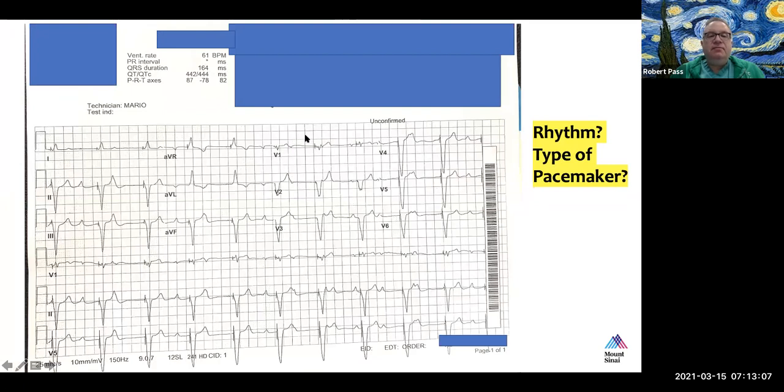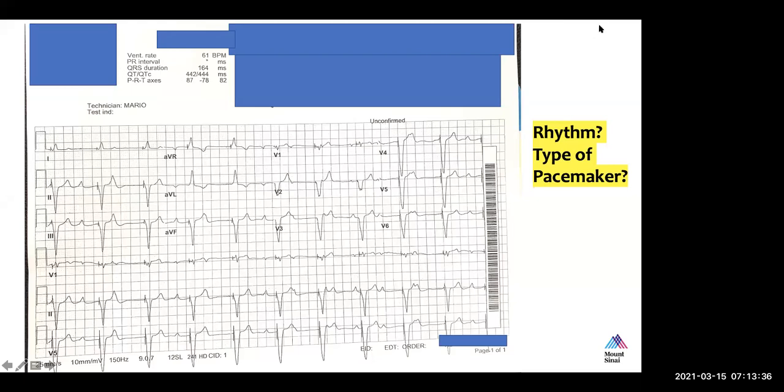Okay, let's see who we have on the call here. Let's go to your colleague in crime, Dr. Bonsall. What is the rhythm of this patient, and what type of pacemaker, in terms of what is the program, would you say this patient has?